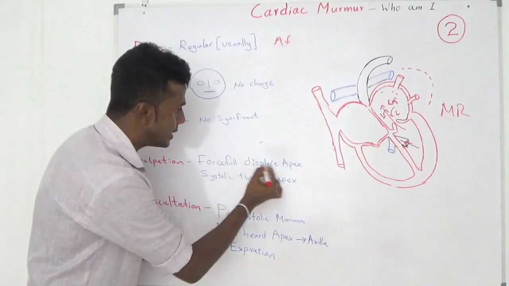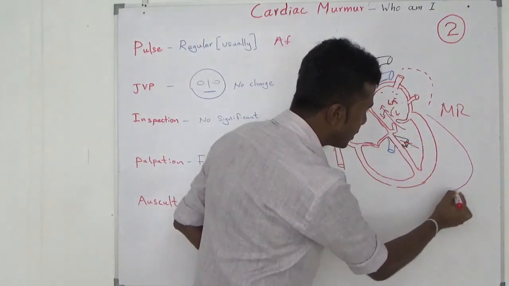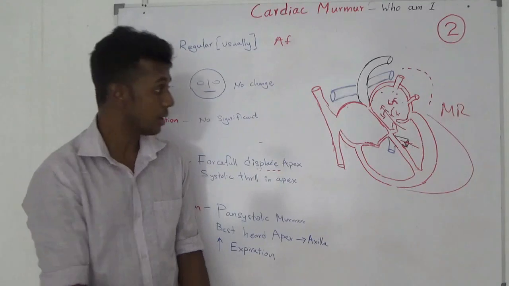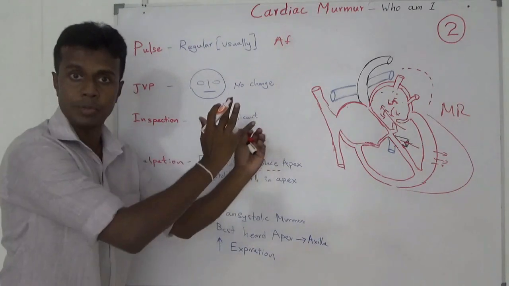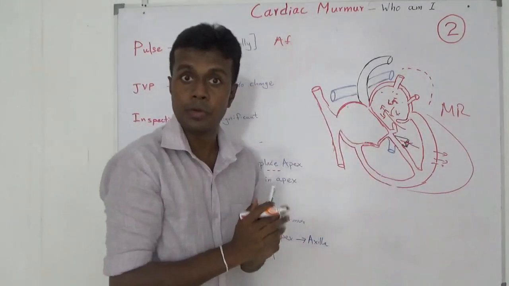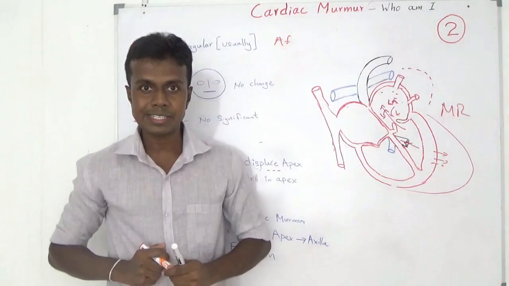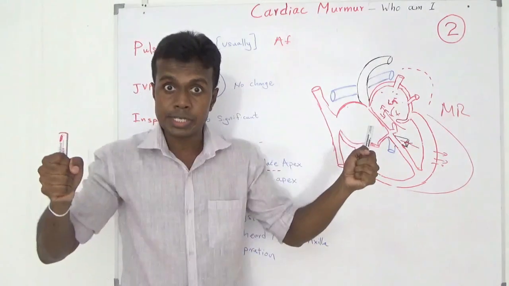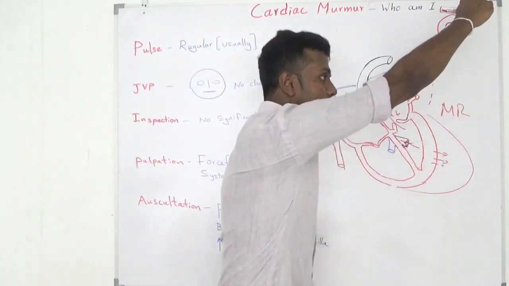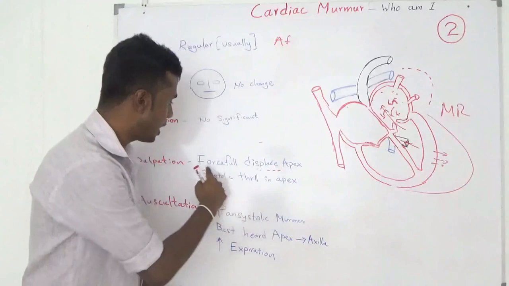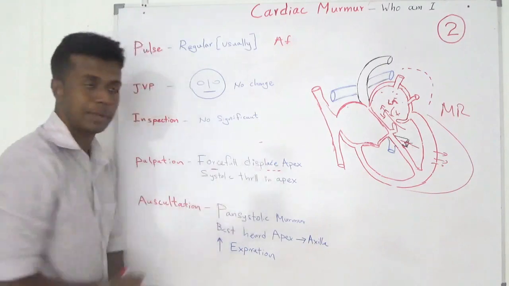With that, the apex is deviated. Why? The left ventricle chronically develops volume overload. To remove that volume, the left ventricle has to generate more powerful force. If you remember the Frank-Starling law, the more it is stretched, the more it contracts. Here it is more stretched, so now it has to contract more. So the apex becomes forceful and displaced.